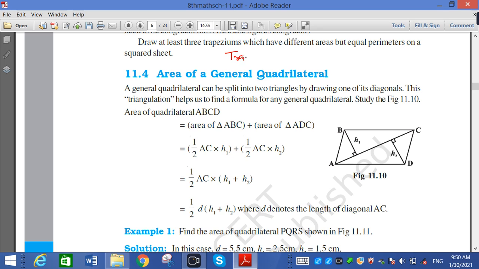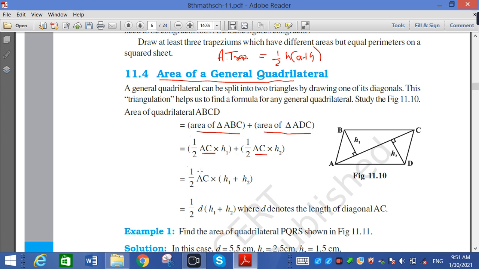Trapezium. Area of trapezium is equal to 1 by 2 h (a plus b). Now area of quadrilateral. If you see, there are two triangles. So area of ABC plus area of ADC. So half into AC into H1 plus half into AC into H2. But AC is what? Diagonal.